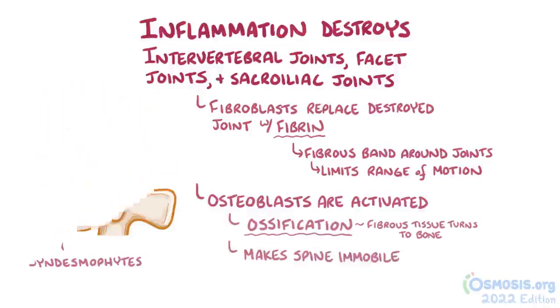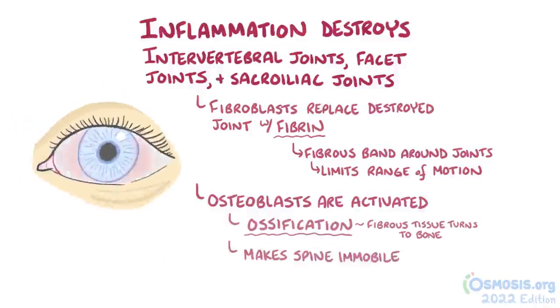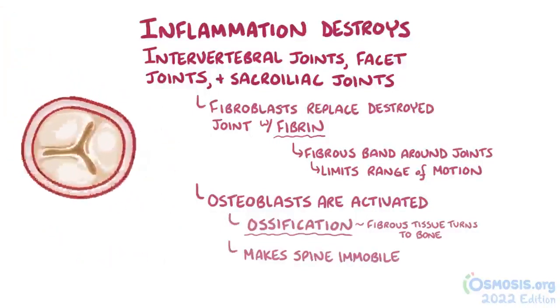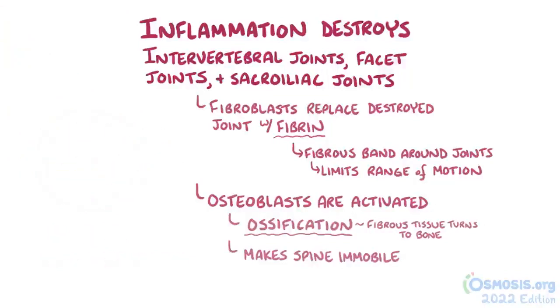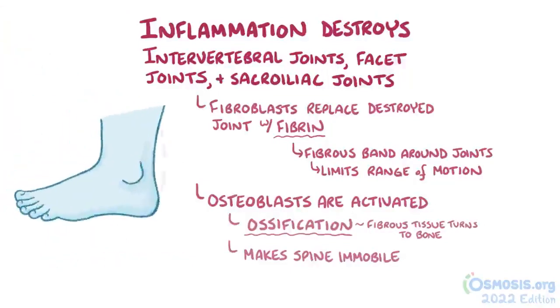Other parts of the body can be affected too, like the eye, which can cause anterior uveitis. The aortic valve can also sometimes get inflamed and damaged, leading to aortic regurgitation. There can also be inflammation of tendons, like the Achilles tendon, called enthesitis.